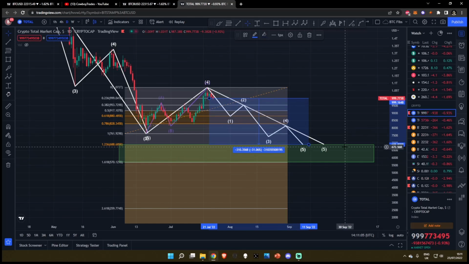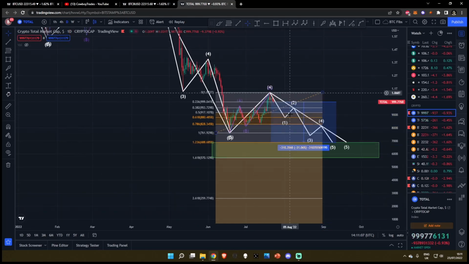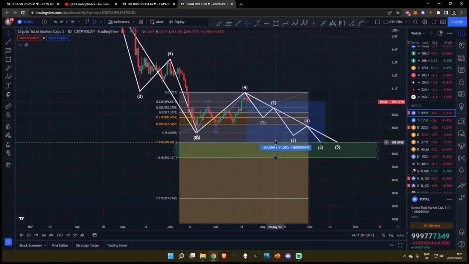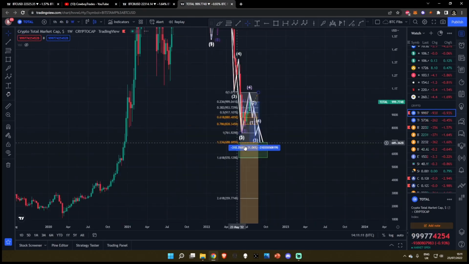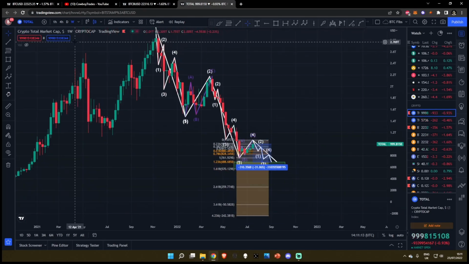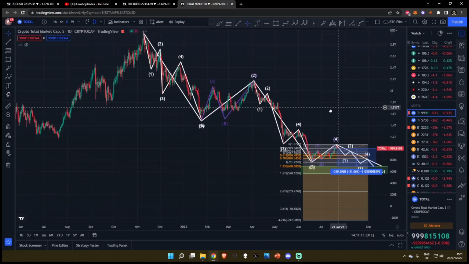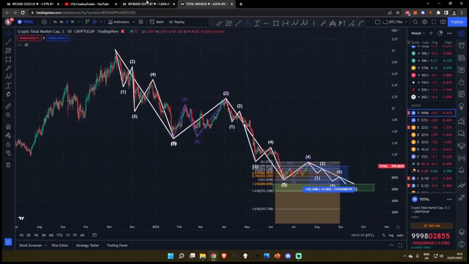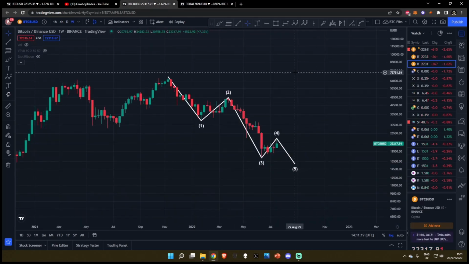I don't think it's going to come down that far. But first of all, before we say, hey, this is where we're going to come down to on the total cryptocurrency market cap, let's see if Bitcoin is thoroughly in line with the analysis that we've just done over on the total cryptocurrency market cap. So let's head over to Bitcoin.